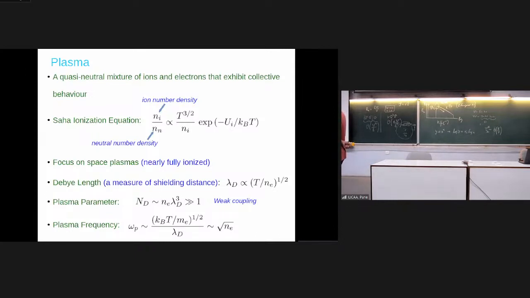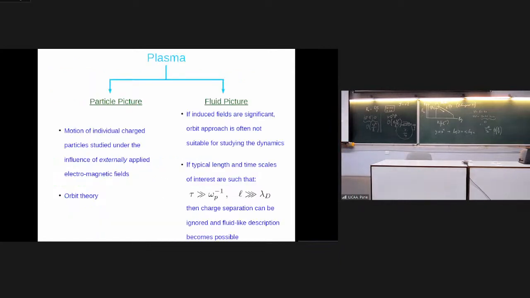So that's the Debye length, another length scale in the problem. We will not go into that. Now there are two possibilities of looking at individual particles. Again, as we saw, a particle picture and a fluid picture. We stick to the fluid picture.